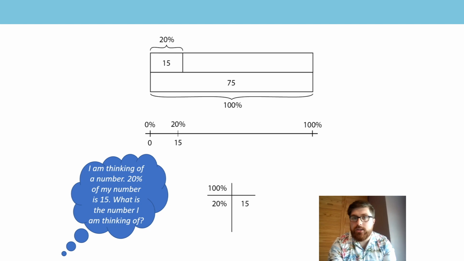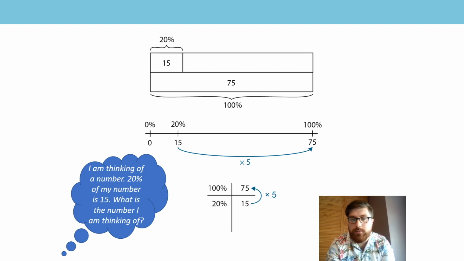Now, we can also see this on our double number line. So we've got 15 being 20% of our whole. We would need to multiply that by 5 to get our answer of 75. And we can also represent this on our ratio table too. So we know that 20% of our whole is 15, so 100% of our whole is 75. We've multiplied our 20% by 5. Fantastic. Well done. You're really keeping up. Keep going.